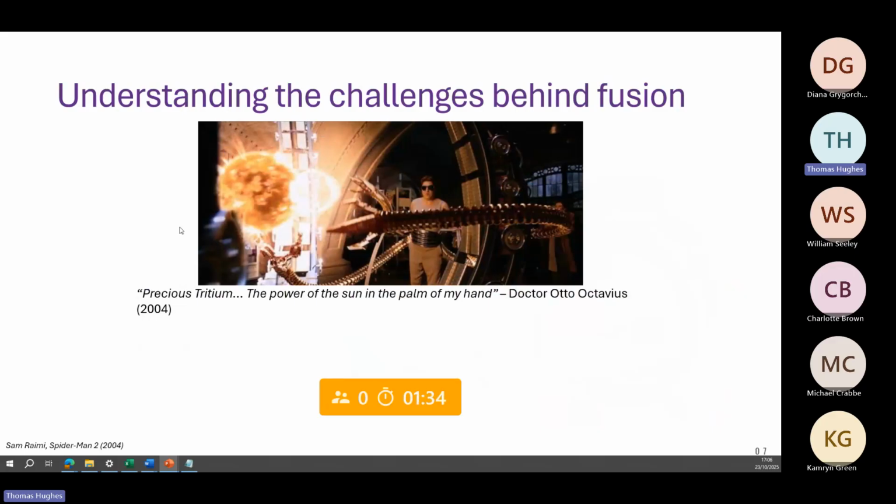Right, we'll take hands as well for this one. I would like you to tell me what's right and what's wrong with this fusion reactor design from Spider-Man 2, including precious tritium, the power of the sun, and the power of my hand. Raise hand or whatever. Just let me know what you think is right with it and what you think isn't right with it. Rob?